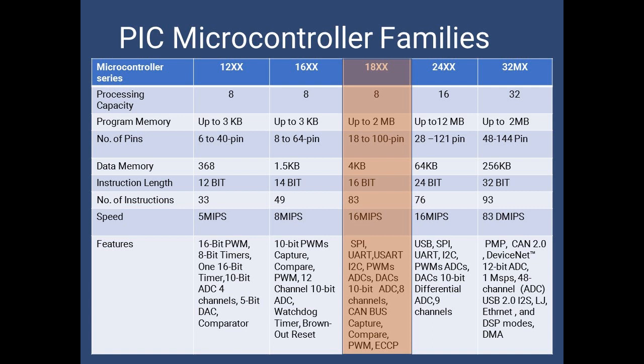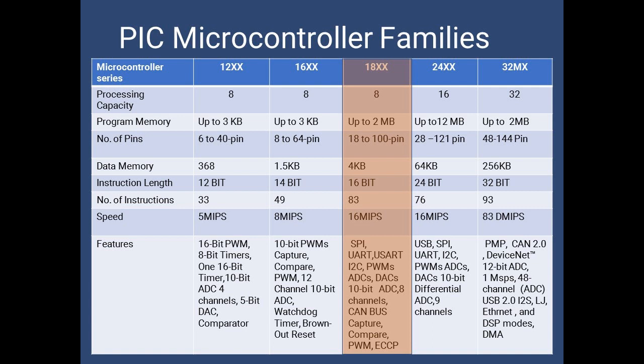Whereas with 16XX series, what we get is a 10-bit PWM, capture compare facility with the PWM, and a 12-channel 10-bit ADC. It also has a watchdog timer, and a brown-out reset kind of detector. What is that detector? That we'll see in detail later on.